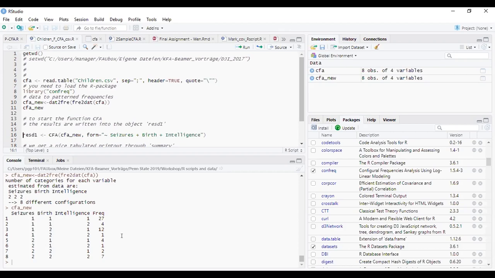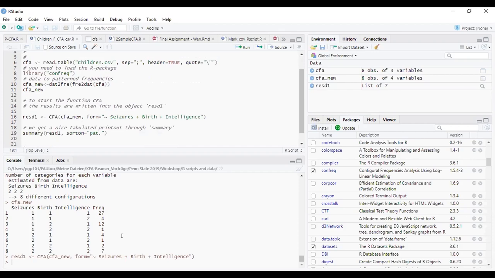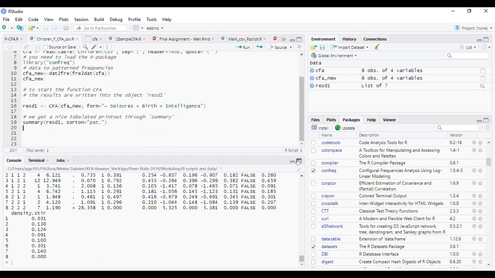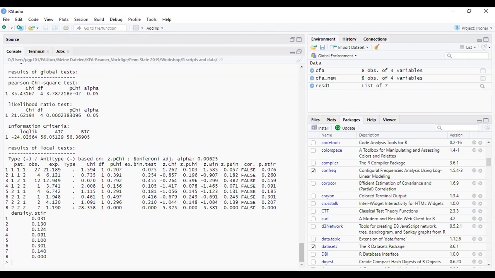Everything is now in results D1, and if you want to get a nice printout, you can see it over here. I extend the lower window. First of all, we get the results of the global tests.